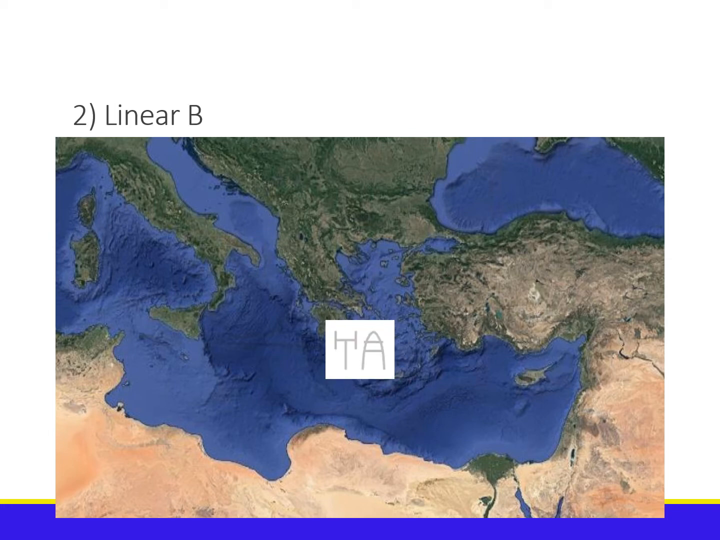Secondly, we have Linear B. This is an earlier writing system. It was in use during the 2nd millennium BC, but it was also used for the Greek language, a much earlier form of it. Most of the surviving documents in Linear B are clay tablets that were used for administrative records, so they list things like numbers of sheep or people working in different industries.